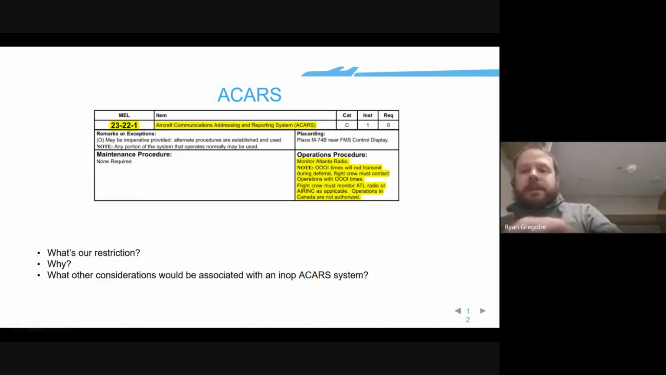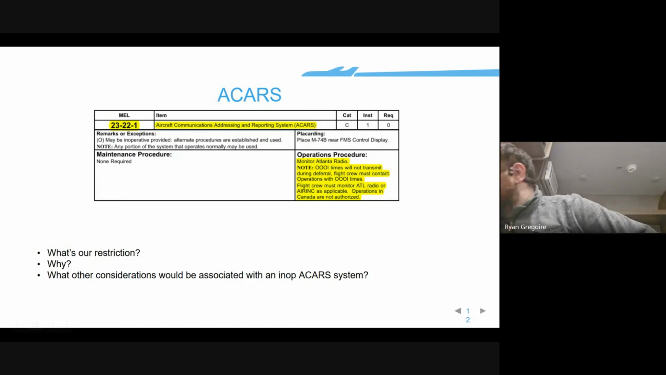So again, looking at our MEL, here we have 23-22-1. Aircraft, oh, hey, look, there's the acronym right there. Aircraft Communications Addressing and Reporting System, ACARS. It's Category C, maintenance aircraft item. We have 1 installed, 0 required. Remarks and exceptions: may be inoperative provided alternate procedures are established and used. Note, any portion of the system that operates normally may be used.